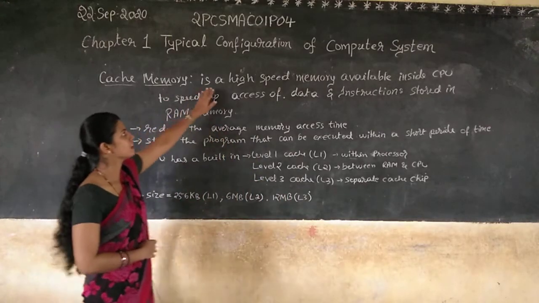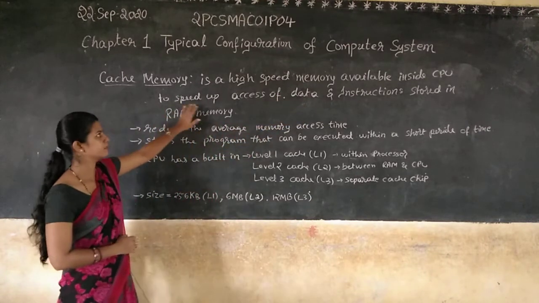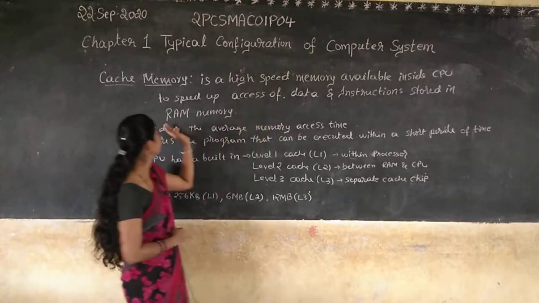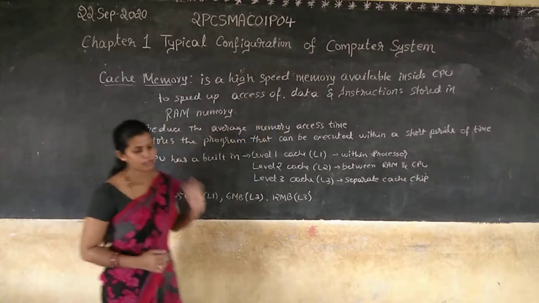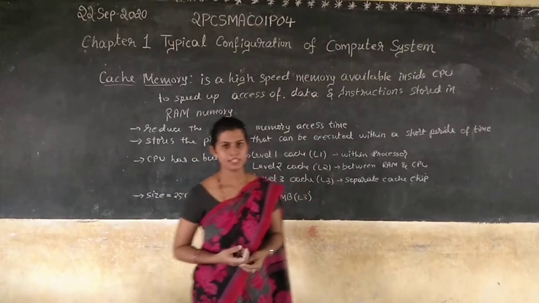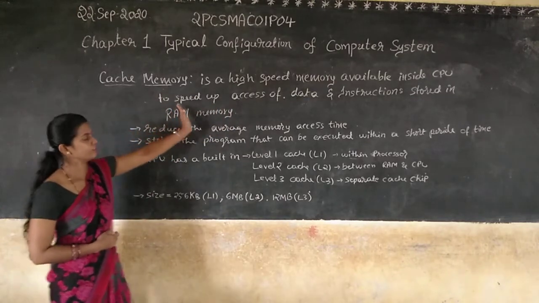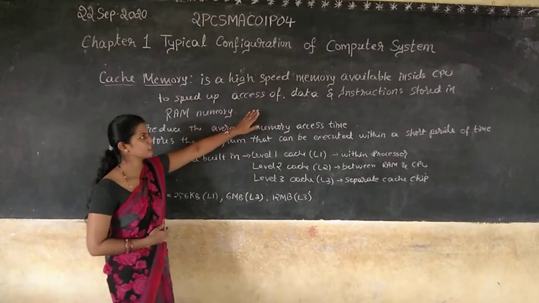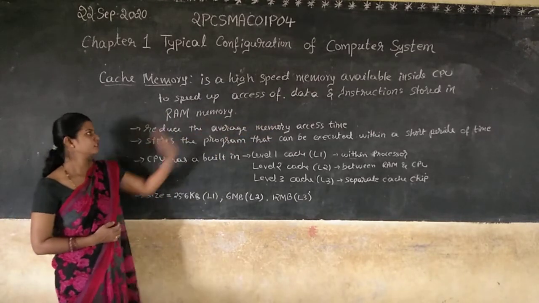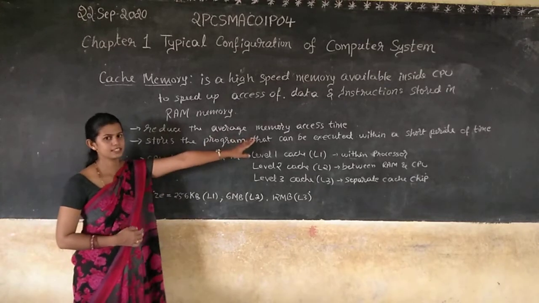Cache memory is a high speed memory available inside the CPU to speed up the access of data and instructions which are stored in RAM memory. So cache memory is a high speed memory which speeds up the CPU. It is used to speed up the access of data and instructions stored in the RAM memory, so it will reduce the average memory access time.